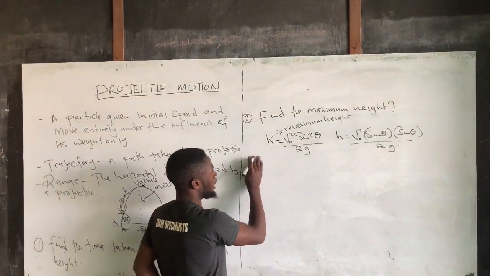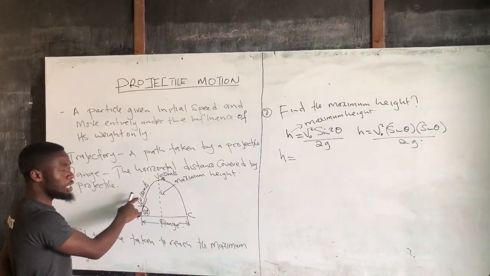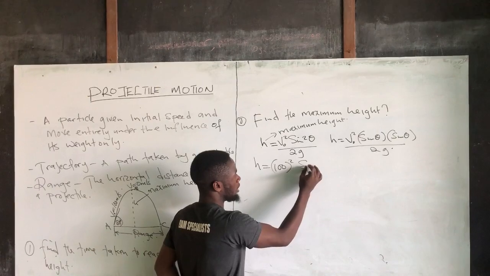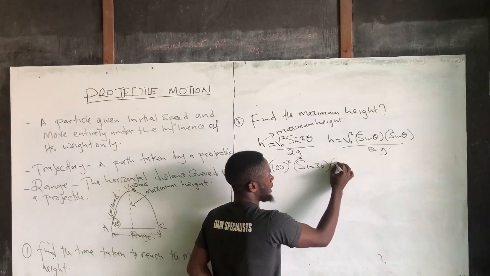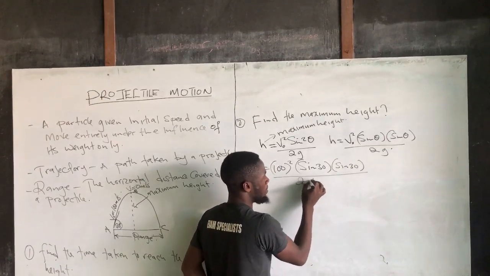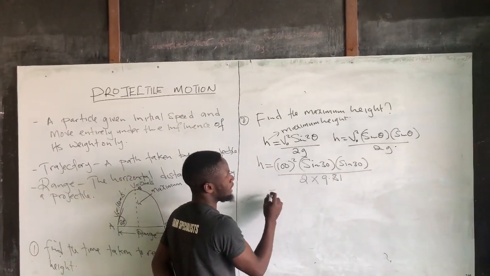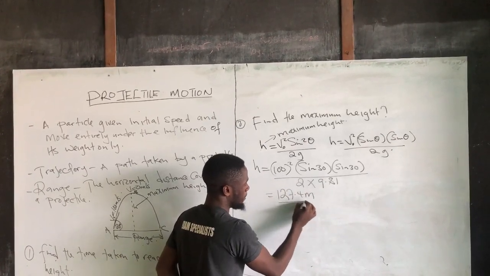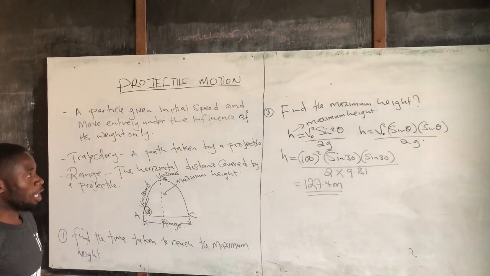So here, we said h equals, what is v initial squared? So v is 100. So let's say 100, when we square it, sine 30 multiplied by sine 30 over 2 multiplied by 9.81. So what is the answer here? So the answer here will be 127.4 meters. So this is the maximum height in this case. So we are done with the maximum height.